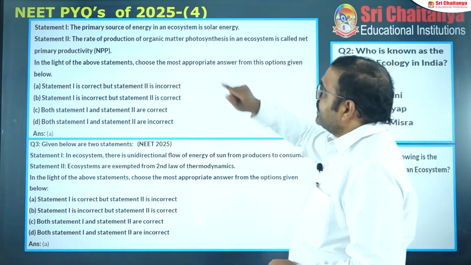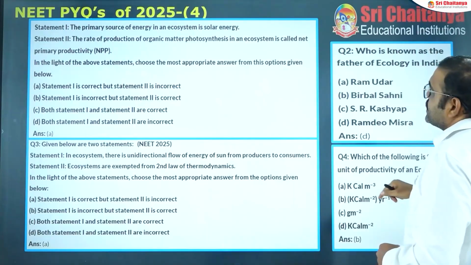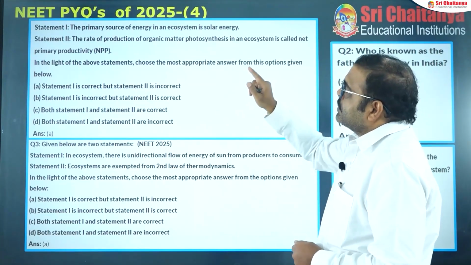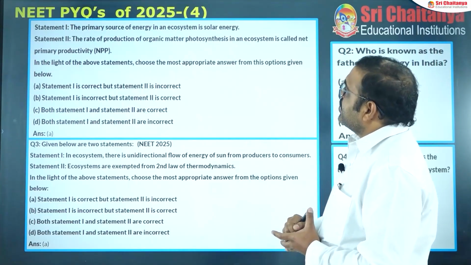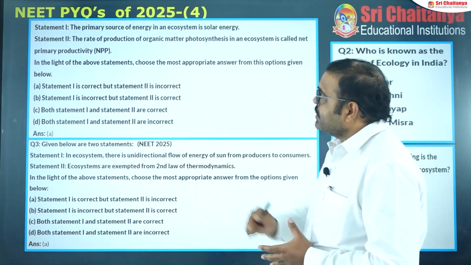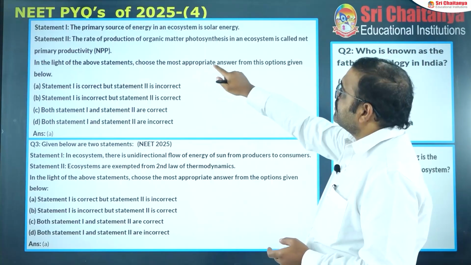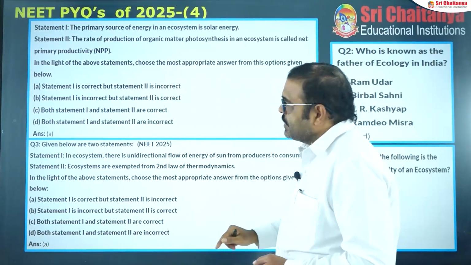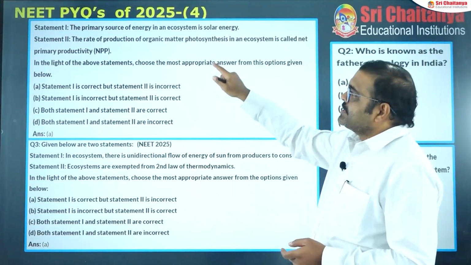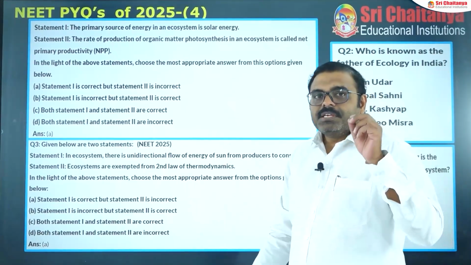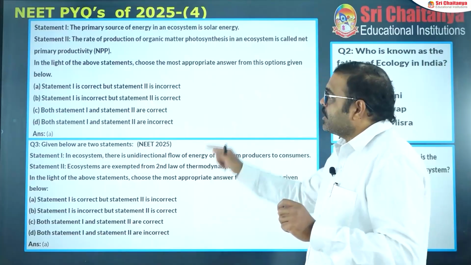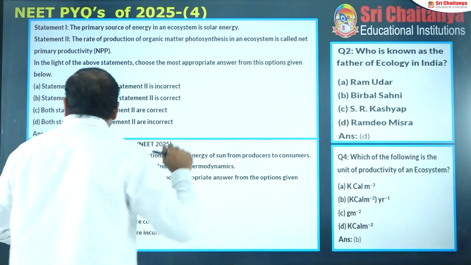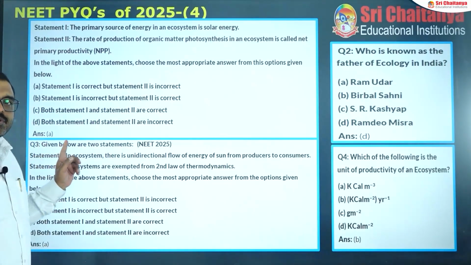In 2025, 3 questions are there, and in that part you need to know the primary source of energy in ecosystem is solar energy, statement 1. Statement 2, the rate of production of organic matter by photosynthesis in an ecosystem is called net primary productivity. It should be gross primary productivity, not net primary productivity. That's why the second one is not the correct statement. The first statement is correct.